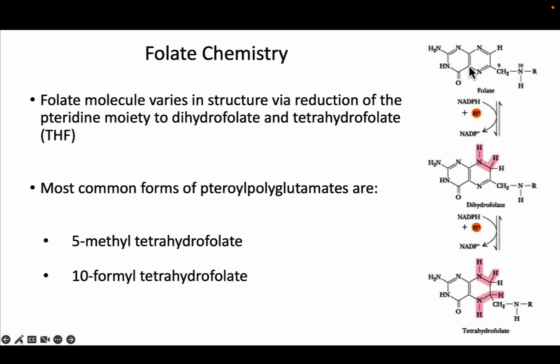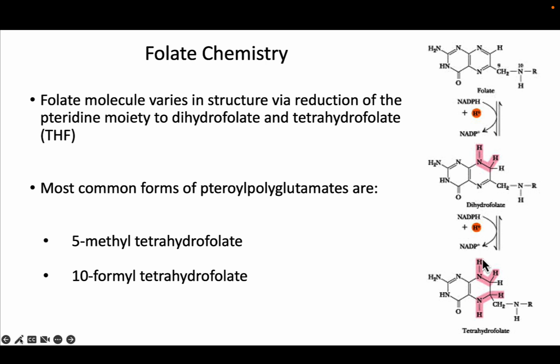And so over on the right, you can see this happening where we have our oxidized form of folic acid. Then we add 2 hydrogens along the upper part of the ring. This becomes dihydrofolate. And then we can add 2 more on the lower part of the ring, which then becomes tetrahydrofolate.